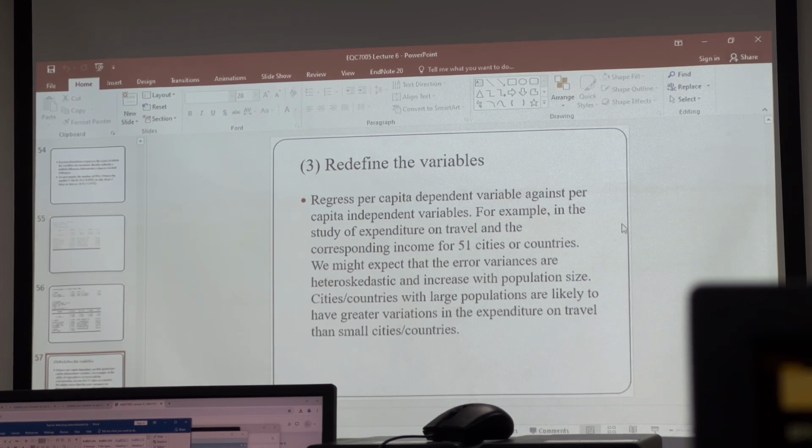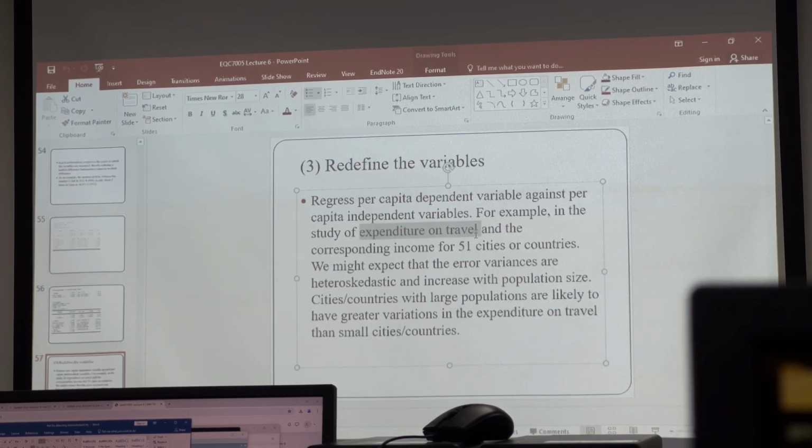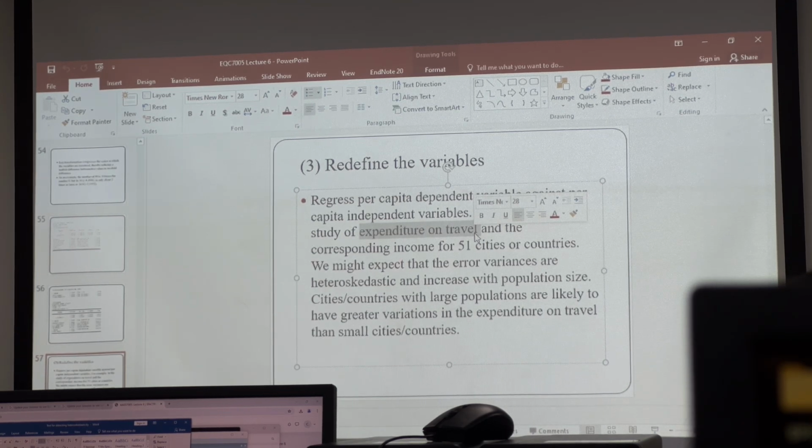So let's say you collect data. Let's say you have two variables and you want to explain travel expenditure. Your Y is travel expenditure, so your dependent variable is expenditure on travel. Then you collect data on the total amount of expenditure from different cities. For example, you collect the total amount of travel expenditure for Kuala Lumpur, and then you also have the total amount of expenditure for other smaller cities.